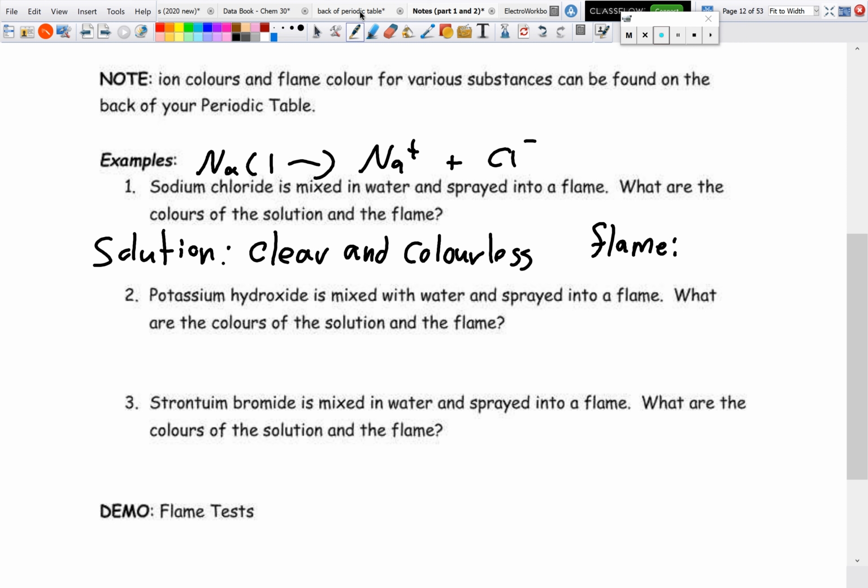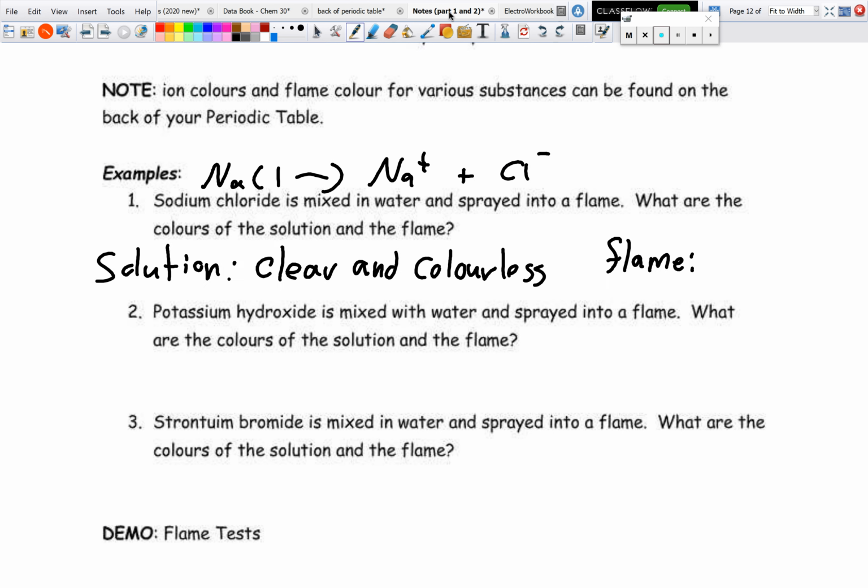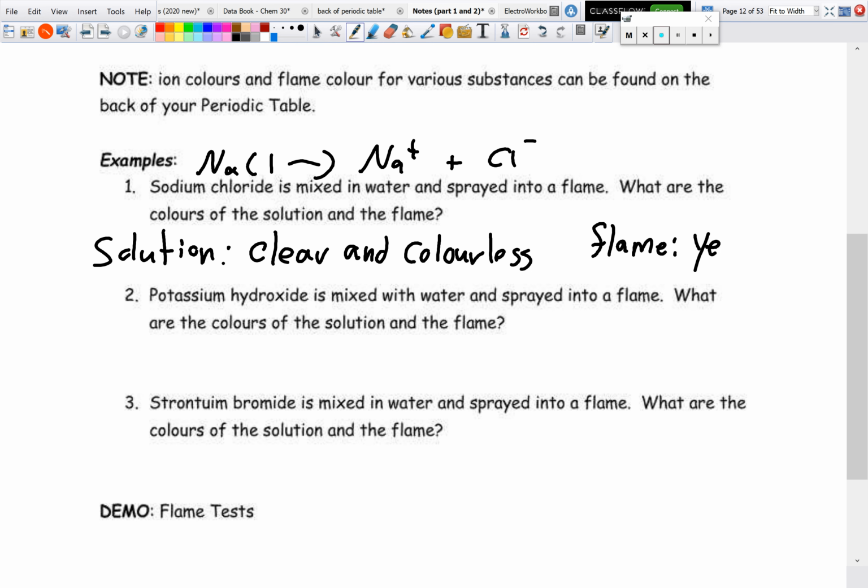Now as for the flame, same thing, you go to the back of your periodic table and look up flame color of elements. You go down and see that sodium produces a yellow color. So our flame is yellow, based on the sodium. And we can go through and do the exact same thing for all of these. So with that example, see if you can do examples 2 and 3, and I'll put the answers up in 3 seconds.